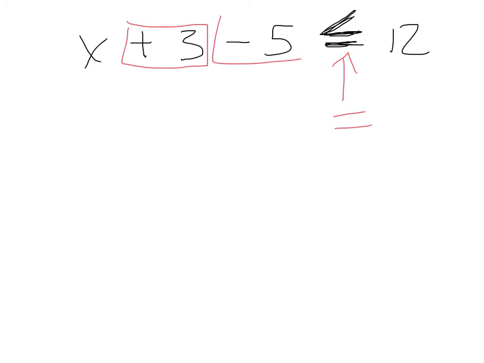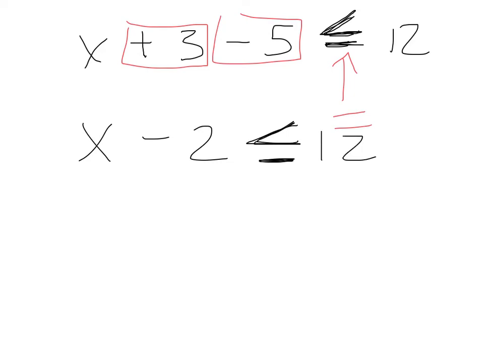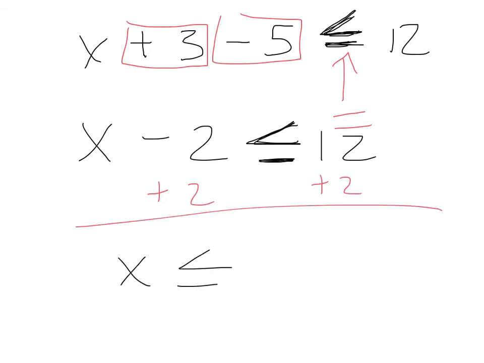Let's simplify both sides first by combining like terms since we have them. Here's a -2 on the left with x, and you still have x minus 2 is less than or equal to 12. Let's keep playing the game. Let's try to get x by itself. So here we would add 2 to both sides, and we're seeing that x is less than or equal to 14.